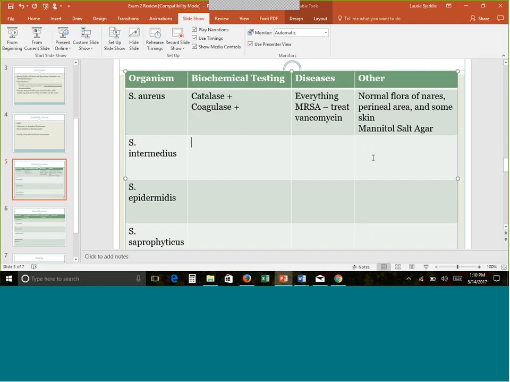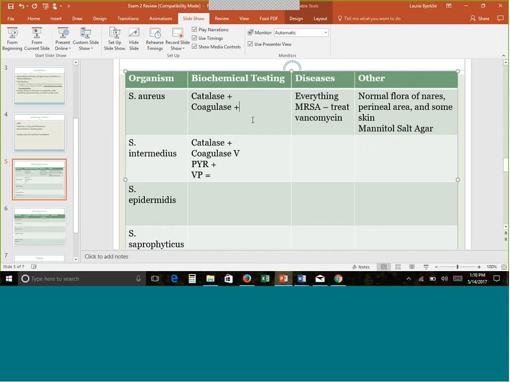The next one is Staph intermedius. Again, catalase positive, as it is a staph. Coagulase, this is the one that is coagulase variable from time to time. As a result, we can do a couple extra tests to help separate it from Staph aureus. So PYR positive, VP negative. And then up here it'd be the opposite, PYR negative, VP positive for Staph aureus. So know those PYR and VP results to help separate aureus from intermedius.